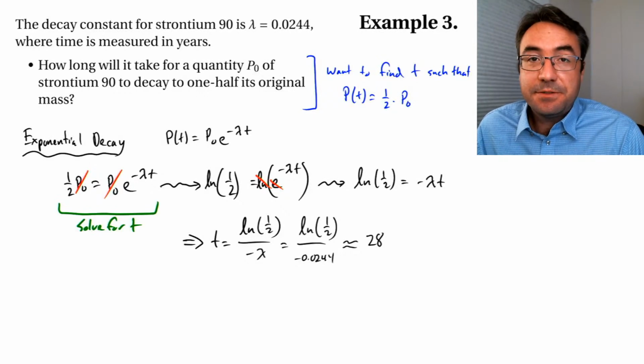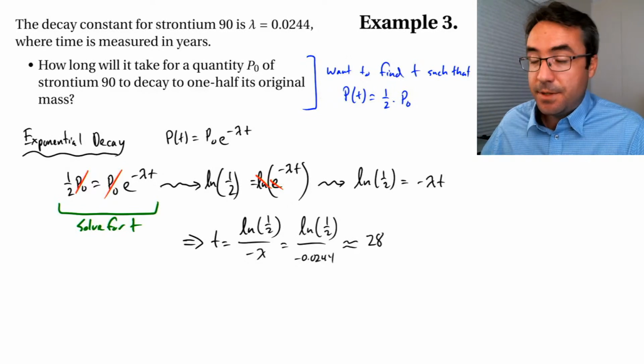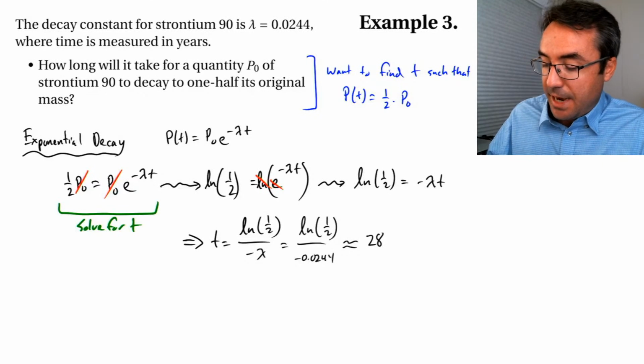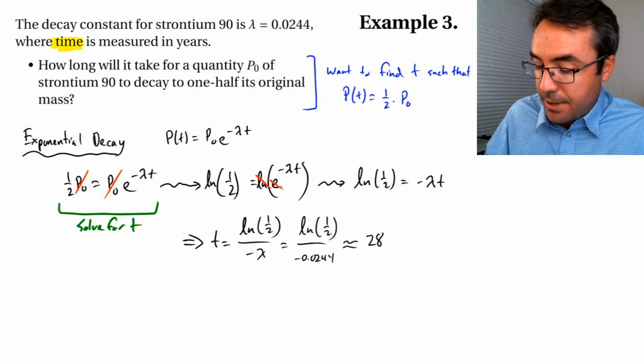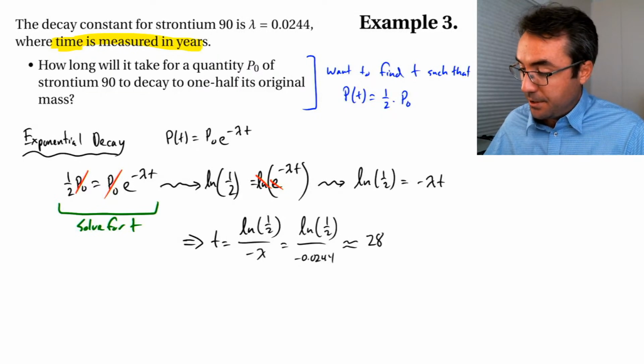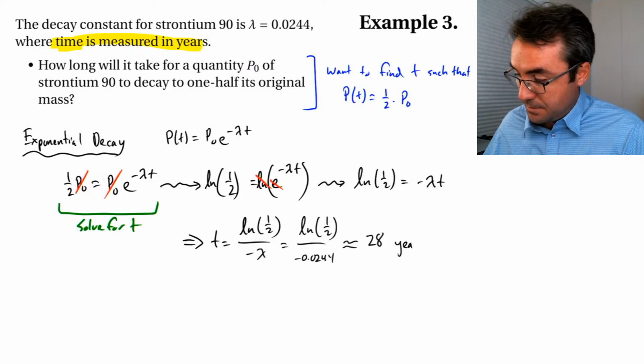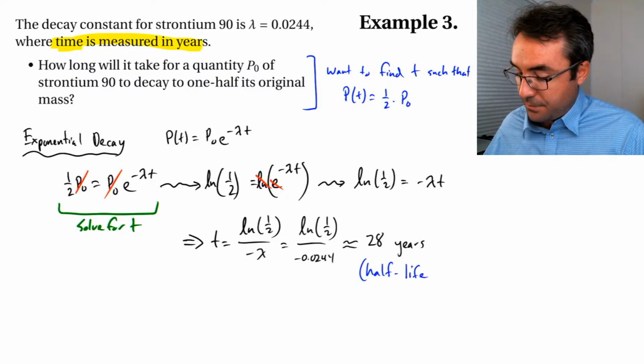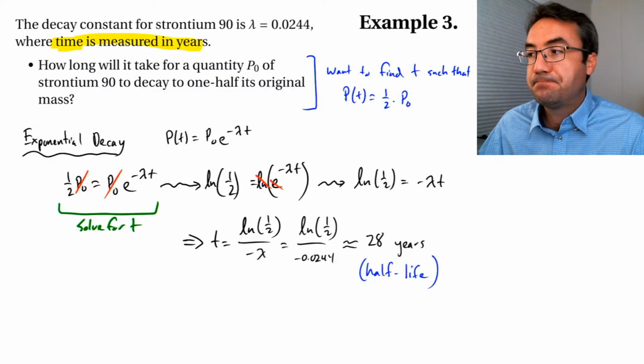And we want to specify the units. So we have to go back and see how is time being measured here, and we see that time is measured in years. So the units here are years. And this is the half-life. What we've done here is we found the half-life for strontium-90.